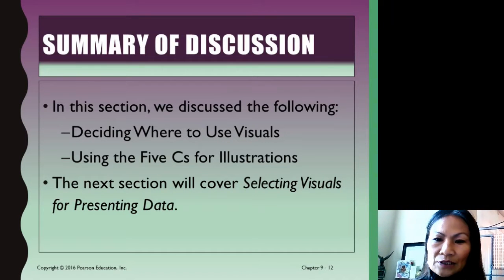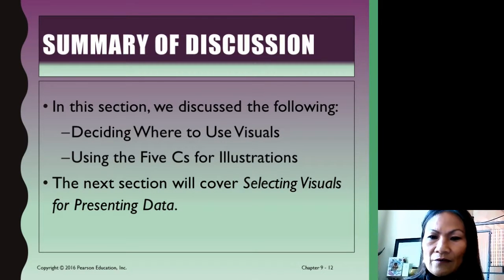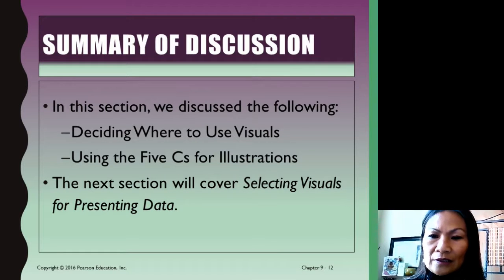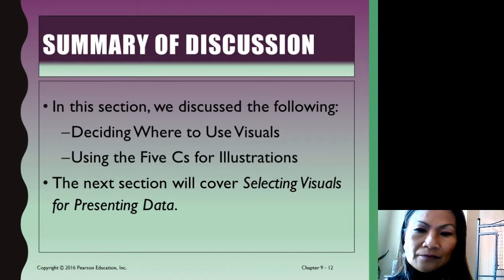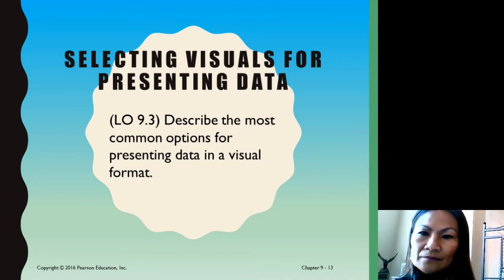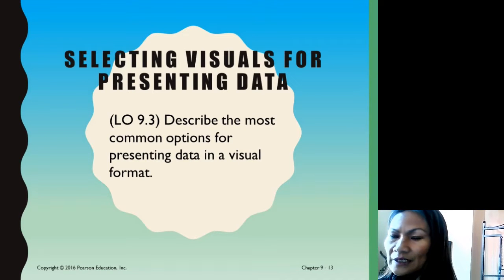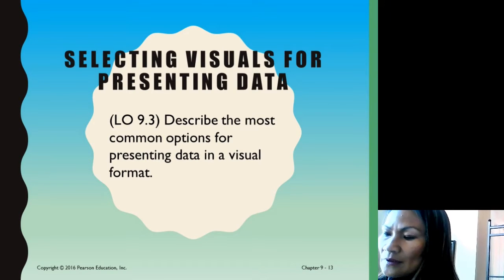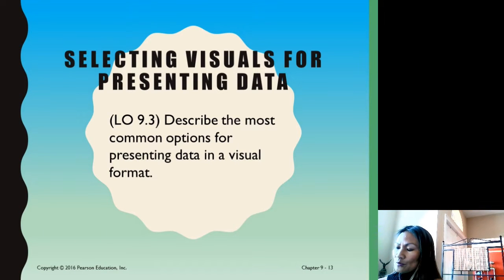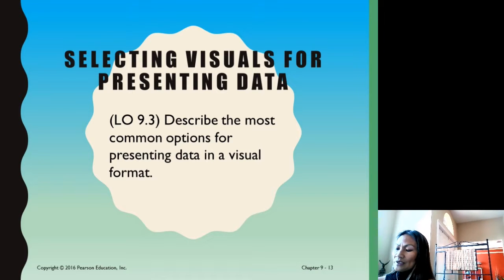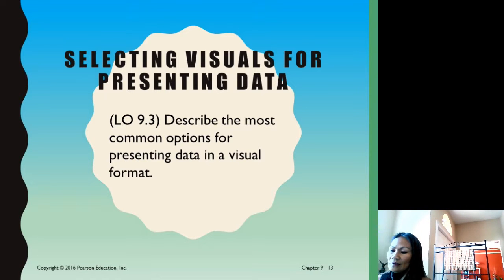The next sections will cover selecting visuals for presenting data. Selecting visuals for presenting data. The visuals used most commonly to present data include tables, line charts and surface charts, bar charts, pictograms and Gantt charts, scatter and bubble diagrams, and pie charts.